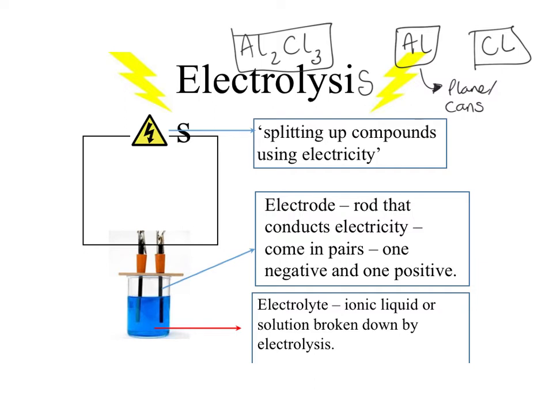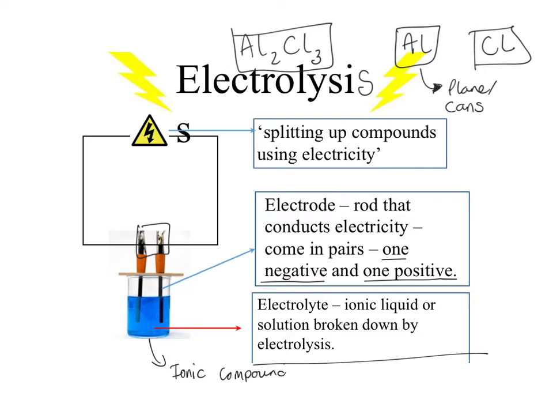Okay, couple of keywords that you might want to note down. The electrode, that's the rod that conducts electricity. So you connect your battery up here, and then they normally have graphite rods in them that conduct electricity. They come in pairs. One of them is positive and one of them is negative. Okay, so an electrode is where the electricity comes from, and then you've got your electrolyte. Okay, electrolyte is an ionic liquid or solution that can be broken down by electrolysis. So all of this here is a liquid, so it's an ionic compound.